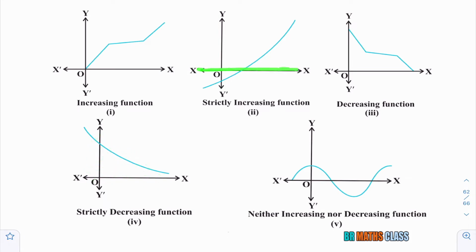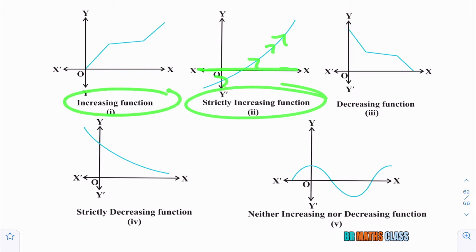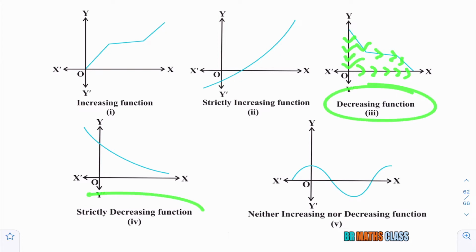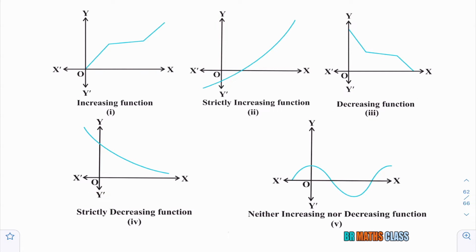As x values are increasing, functional values are increasing, then we say that the function is a strictly increasing function or increasing function. As x values are increasing, functional values are decreasing, then we say that the function is a decreasing function or strictly decreasing function. In a particular interval, you observe this behavior of the graph.